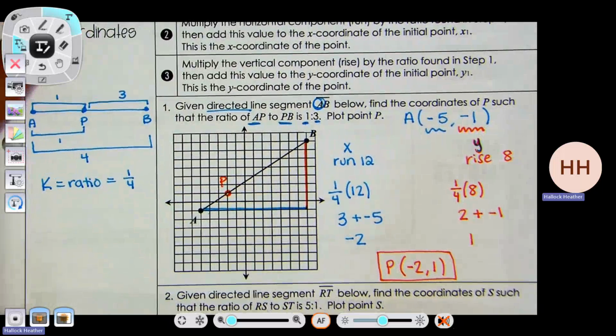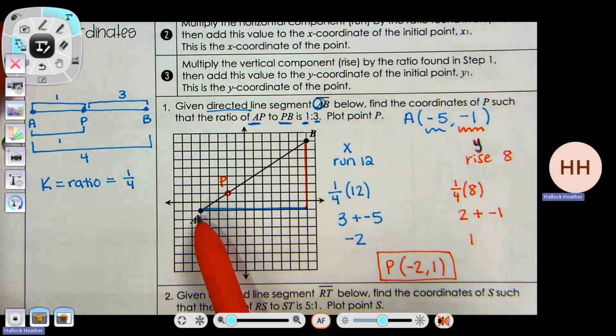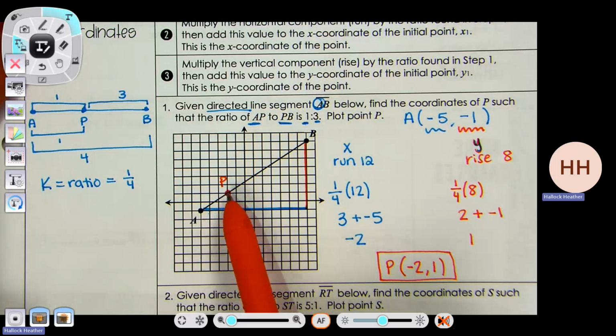It's going to make sense, and we're going to move a lot faster than that. I'm just trying to explain to you that you're starting at A, and you're going 1/4 of the way. So it should be closer to A because you're only going 25% of the way, okay? So that is technically where it's partitioned.